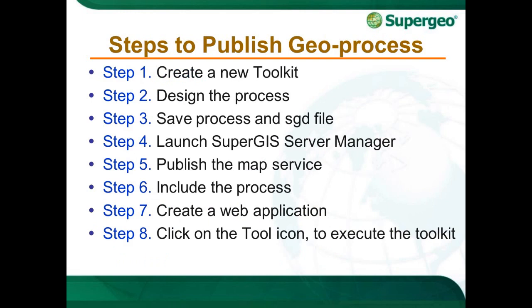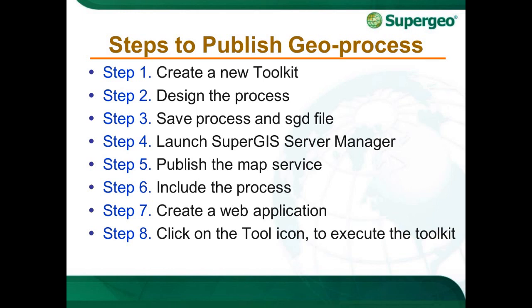So there are 8 steps to publish the geoprocess. Step 1 is to create a new toolkit, and step 2 is to design your own process. After you design it, in step 3, you save your process, and you have to remember to save your SGD project file. And step 4 is to launch SuperGIS Server Manager, which allows you to publish a service.